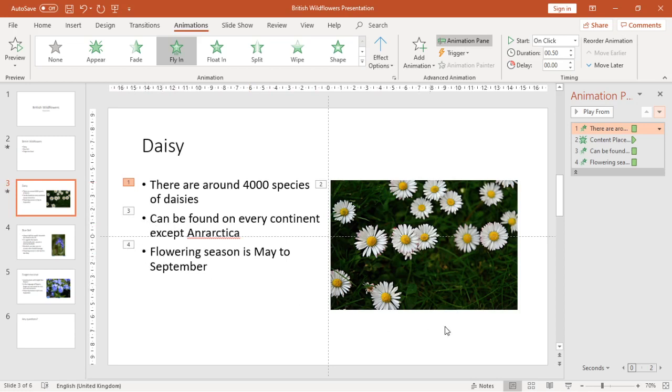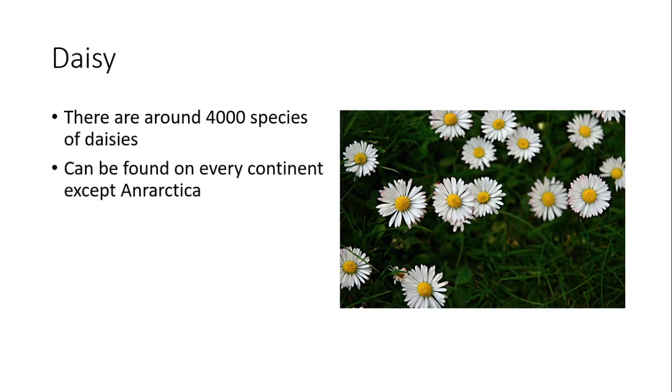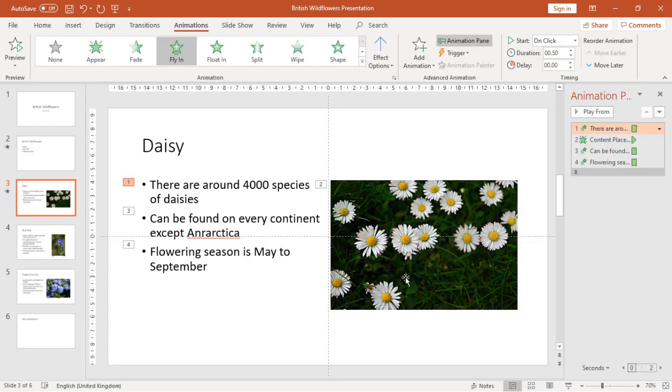So let me just show you that. So back onto the slideshow button. So the title appears because I haven't applied any entrance animation onto that. The first bullet point, the picture, the second bullet point, and the third bullet point. Just going to press escape to get out of there again. So let me just show you that one more time.